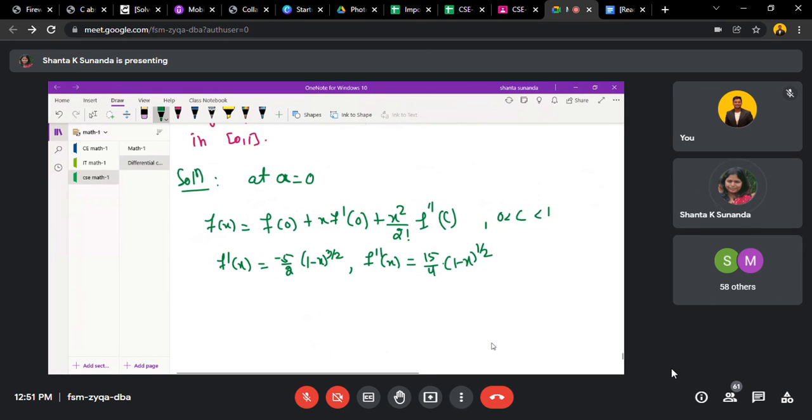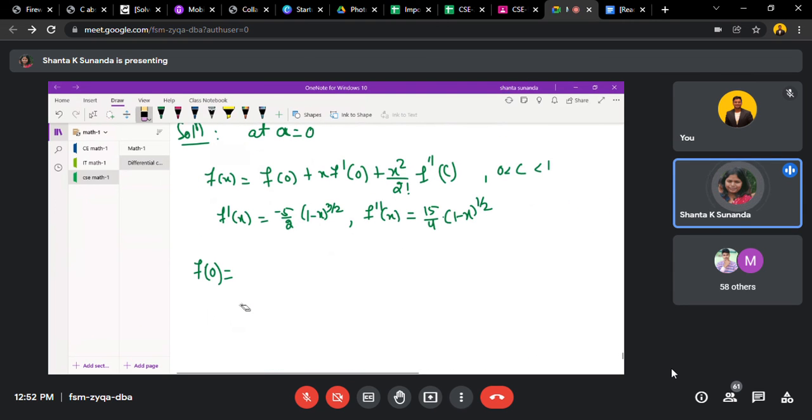Okay, so now we will find f dash 0, where our two terms are complete. So the value of f dash 0 is minus 5 by 2, because we should have the value at f of 0. F of 0 is 1.